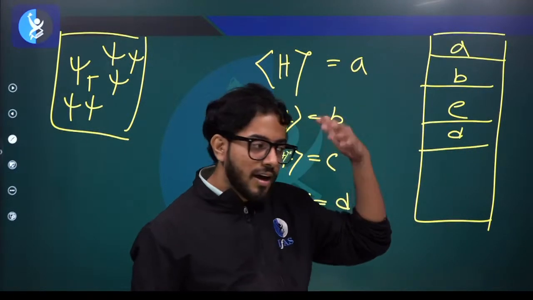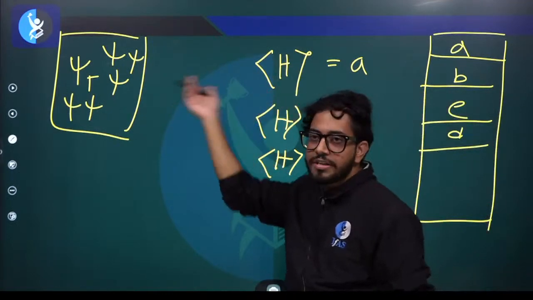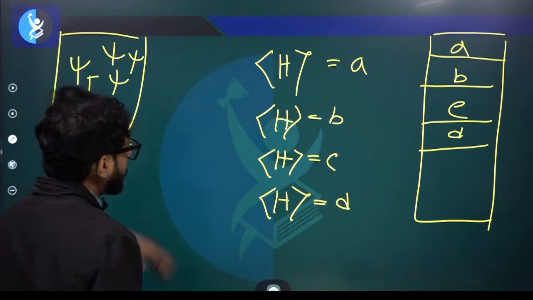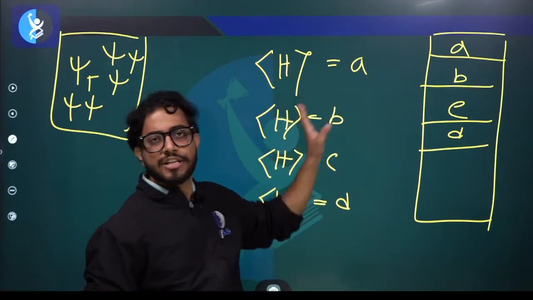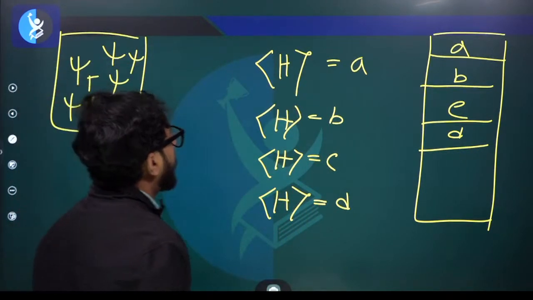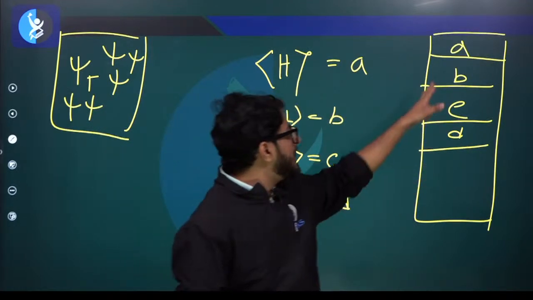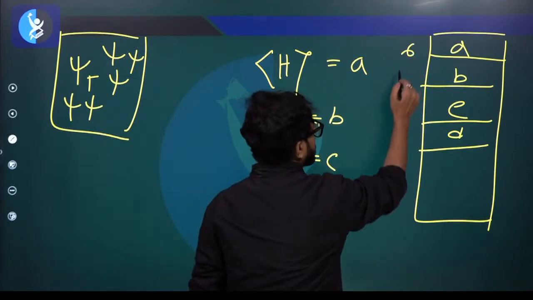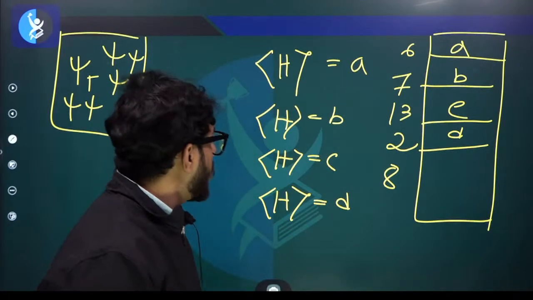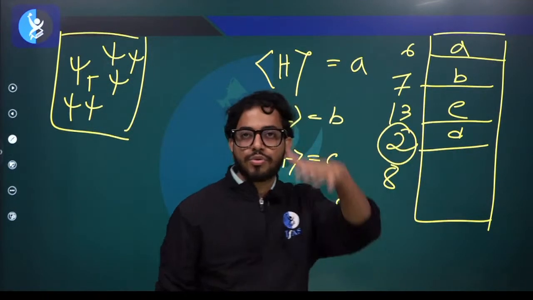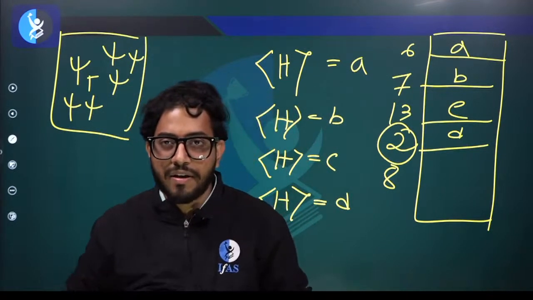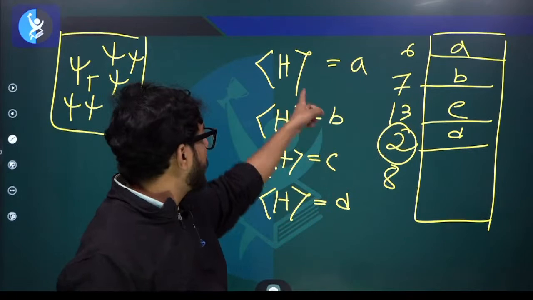So like this, the software will take the inbuilt wave functions that are already given to it by the manufacturer. It will calculate the expectation values of the Hamiltonian and write down the values it has got. Suppose it gets expectation values like 6, 7, 13, 2, 8. Suppose it has 2000 inbuilt wave functions, just saying, not the exact number. It will take all the trial wave functions and calculate the expectation value of H.